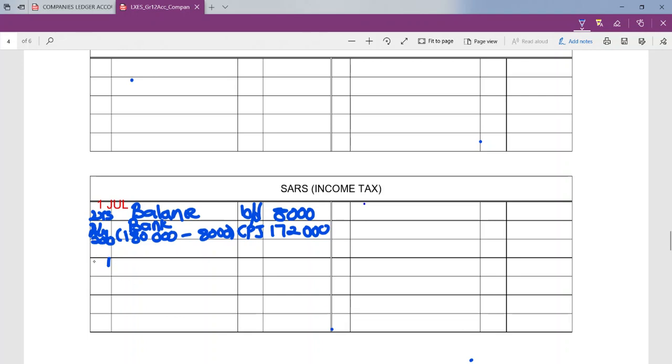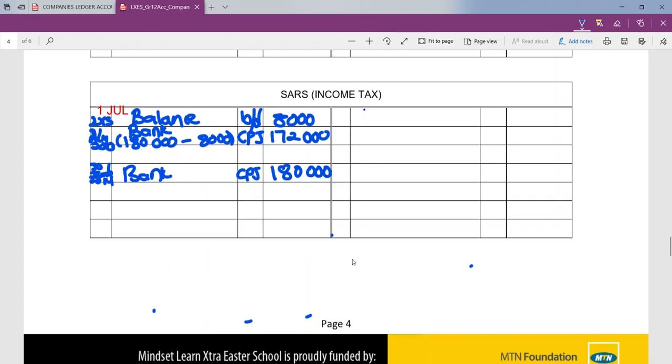So we can have 30 June 2014, and then we'd have bank here, and then our reference will be from the cash payment journal, and then this will be 180 because that's what we're going to pay, okay? And then from there you go and look for the information that relates to the income tax. You just want to find out what are they saying to you about the income tax.